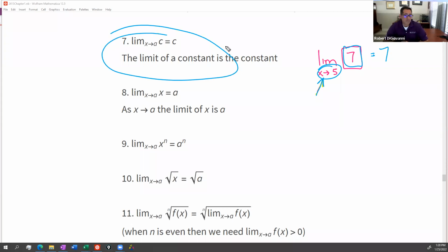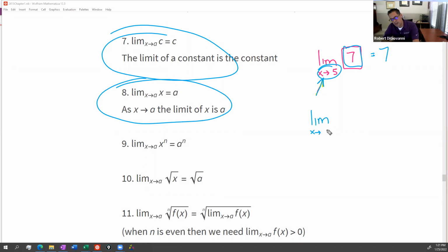Does that make sense? It's like I'm asking you, how much does the number 7 change by if I let x go to 5? Well, that's not x, it's 7. There's nothing there to change it. Compare that to this one. This one's different. This one says, what's the limit as x goes to, let's say, 5 of x?